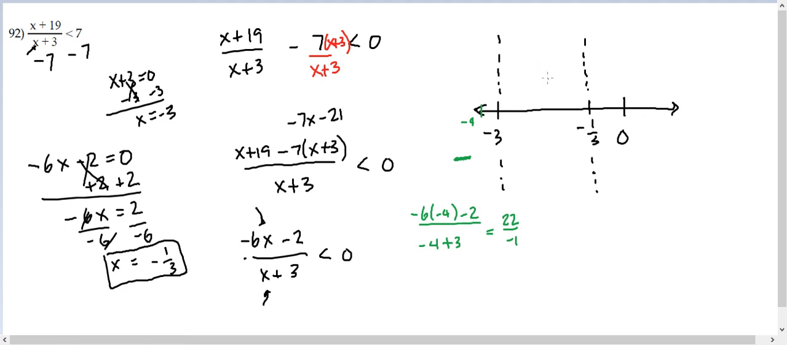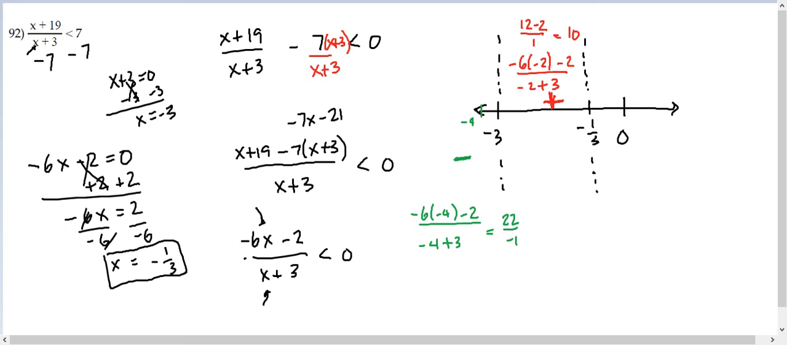Now let's try a number between negative 3 and negative 1/3. Just to be different, let's try negative 2. We're going to do (-6 times -2 minus 2) over (-2 plus 3). Negative 6 times negative 2 is 12, 12 minus 2 is 10, over negative 2 plus 3, which is 1. So that's 10, a positive number. That's really what we want to know. So the function is positive in this zone. I don't know exactly what it's doing, it's curving or doing something, but it's greater than 0 there.